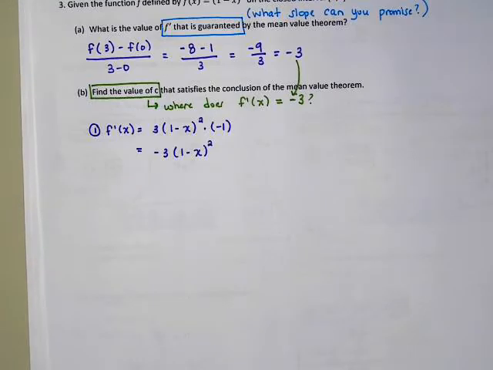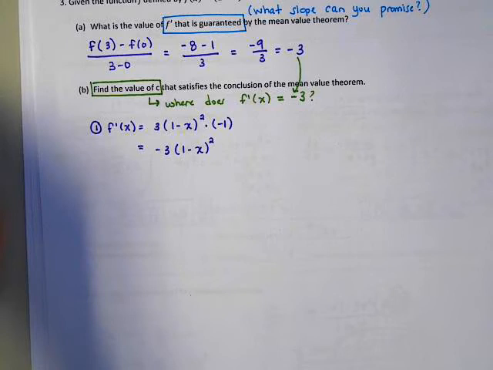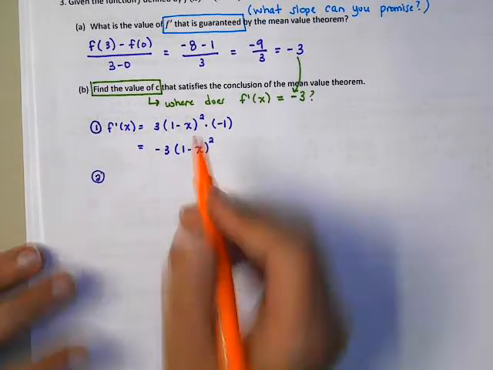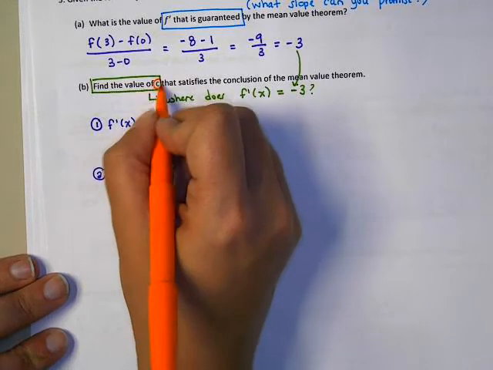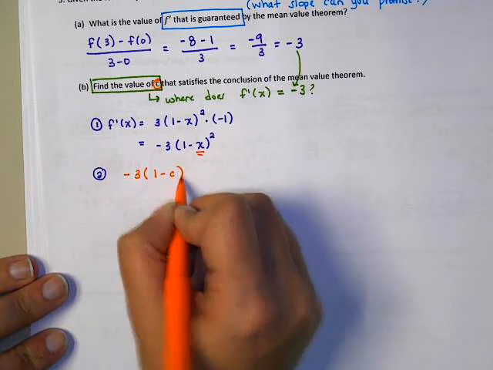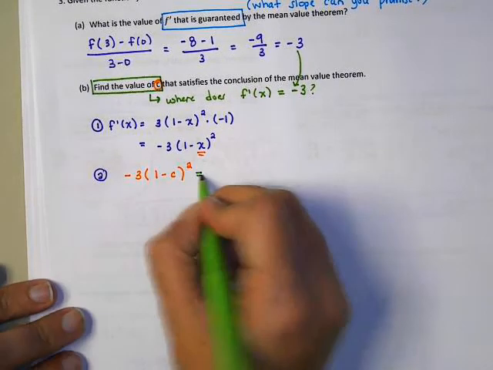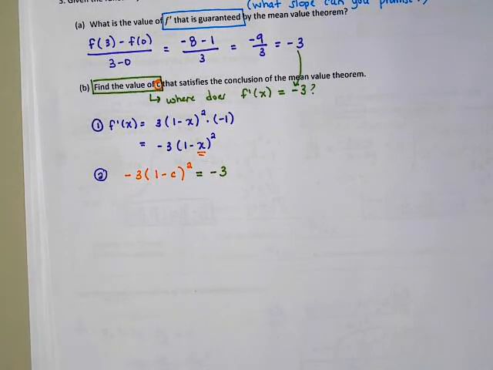After I have the derivative, I want to find the specific value that I could plug in here that would make my derivative equal to -3. So the way that I set up this part is I say, instead of using x here, I'm going to replace the x with c because that's the value I'm looking for. So -3 times 1 minus c squared, and I want it to be equal to the value -3. I want to know where the slope equals -3. So where specifically does this happen?